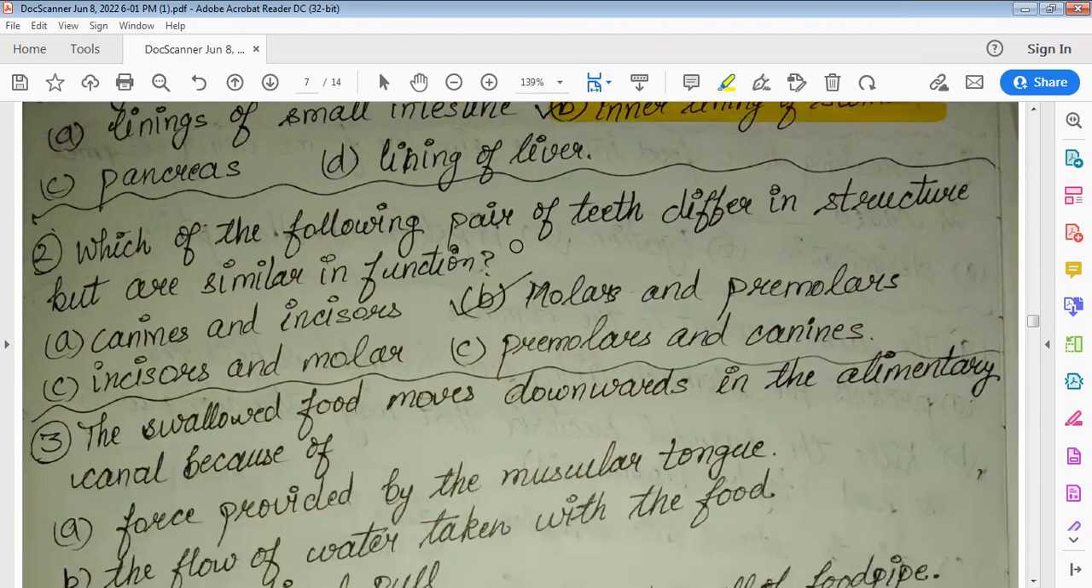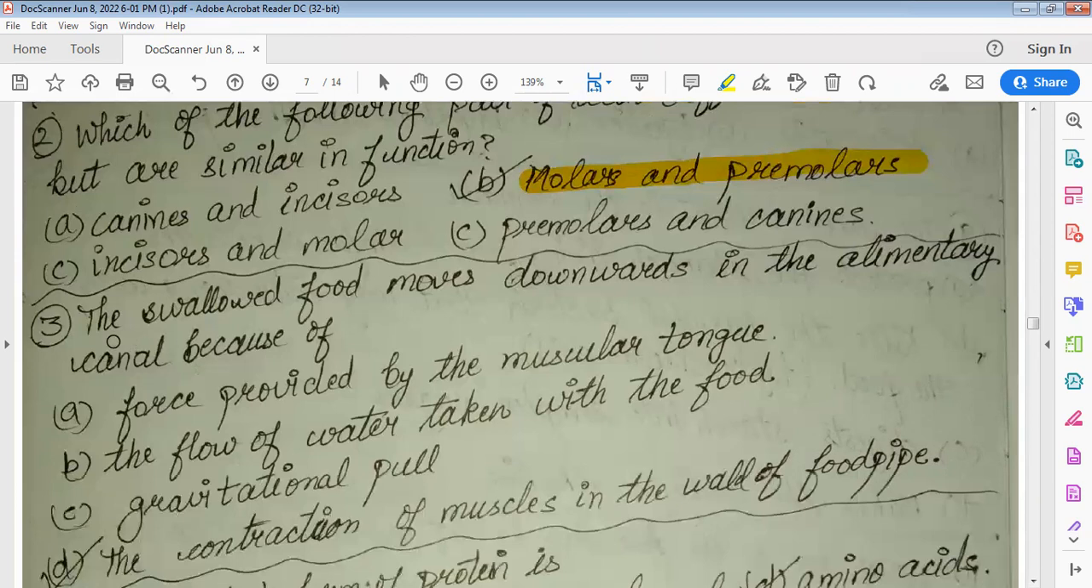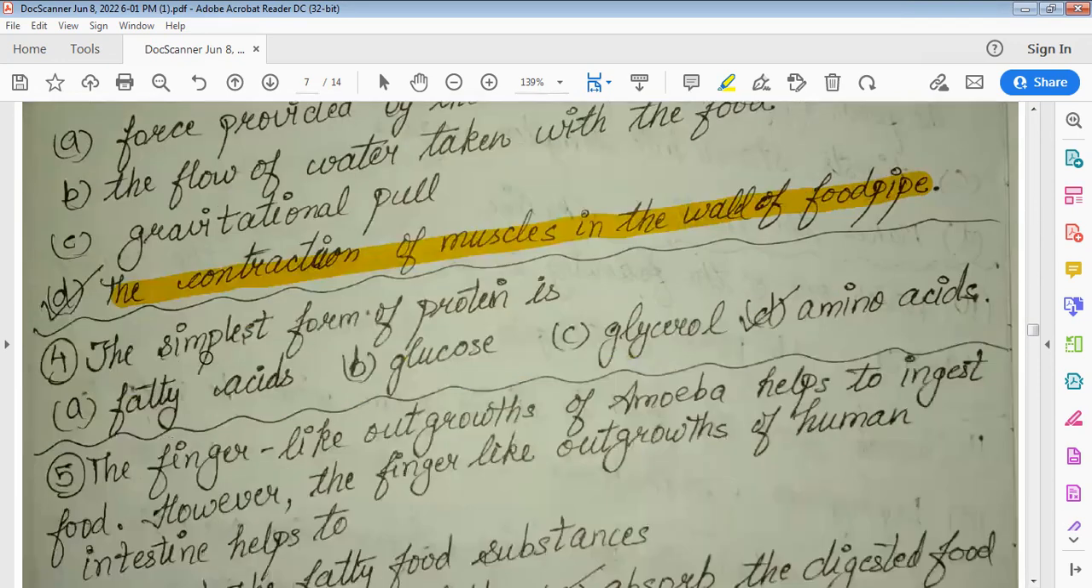Which of the following pair of teeth differ in structure but are similar in function? Molars and premolars. The swallowed food moves downward in the alimentary canal because of the contraction of muscles in the wall of the food pipe. The simplest form of protein is amino acid.